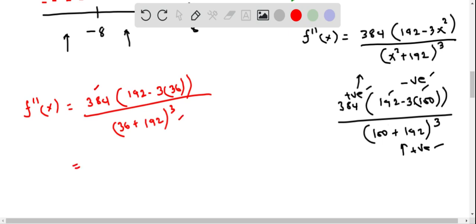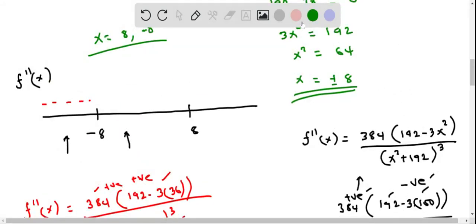So this is positive, this is also positive. We have to check this. 3 times 36 is less than 192. That is, it is 192 minus 108. So this is also positive. So this is positive, positive, and also the denominator is positive. So everywhere we get positive is going to be a positive number. So to the right of negative 8, we see that it is positive. And this means that to the left of x equal to 8, it is positive.